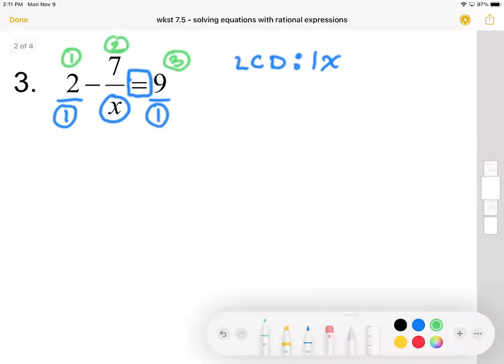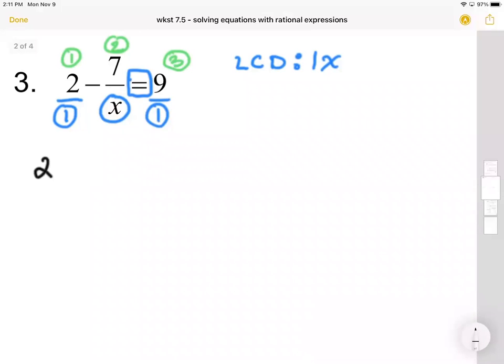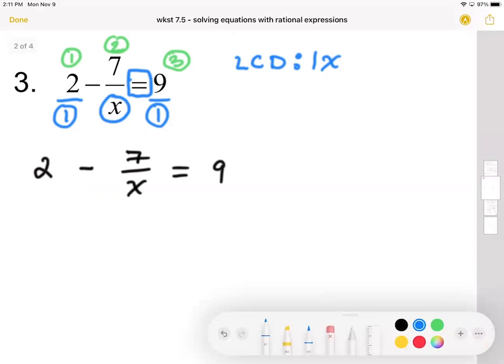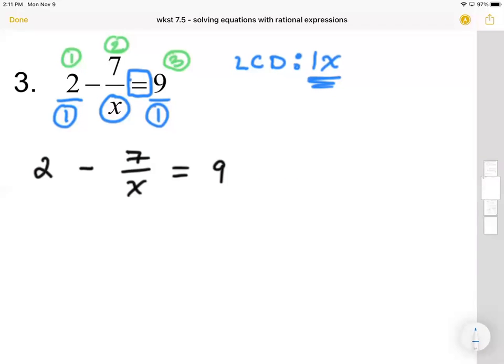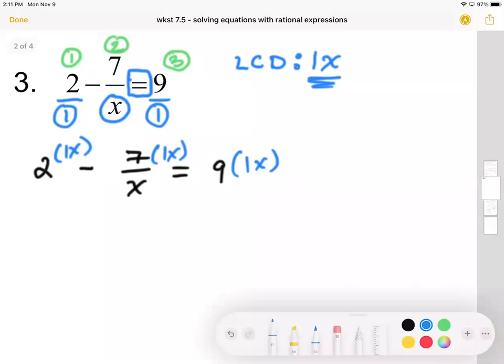So what do we do with the LCD? This is all we need to do. Let me rewrite the problem first: we have 2 minus 7 over x equal to 9. The LCD is 1x. All we need to do is take the 1x and multiply it to the first term, take the 1x and multiply it to the second term, and take the 1x and multiply it to the third term. However many terms you might have, you multiply to every single item. And if you multiply that, this is what we have.